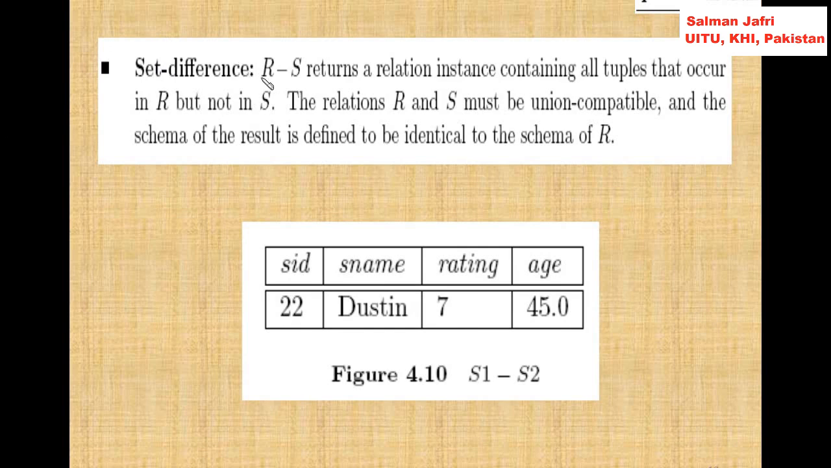Now we can have the set difference R minus S. All rows that are in R but not in S should be returned, right? Which is the only row? Thus 10 is included in R but it is not in S. So these are the set operations.